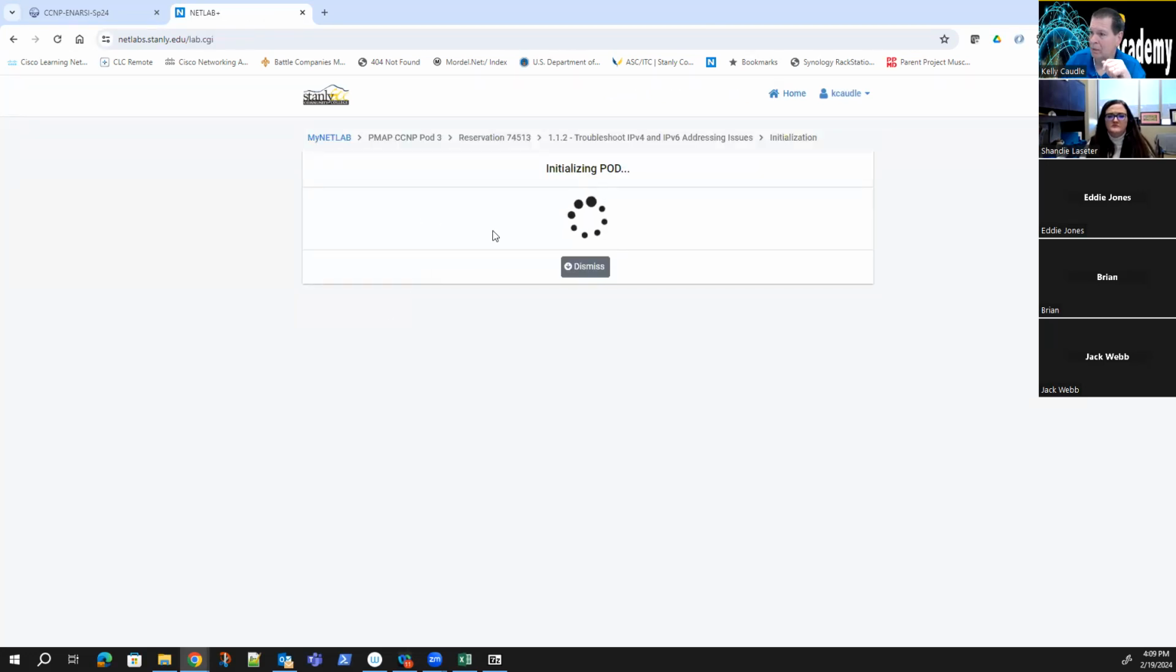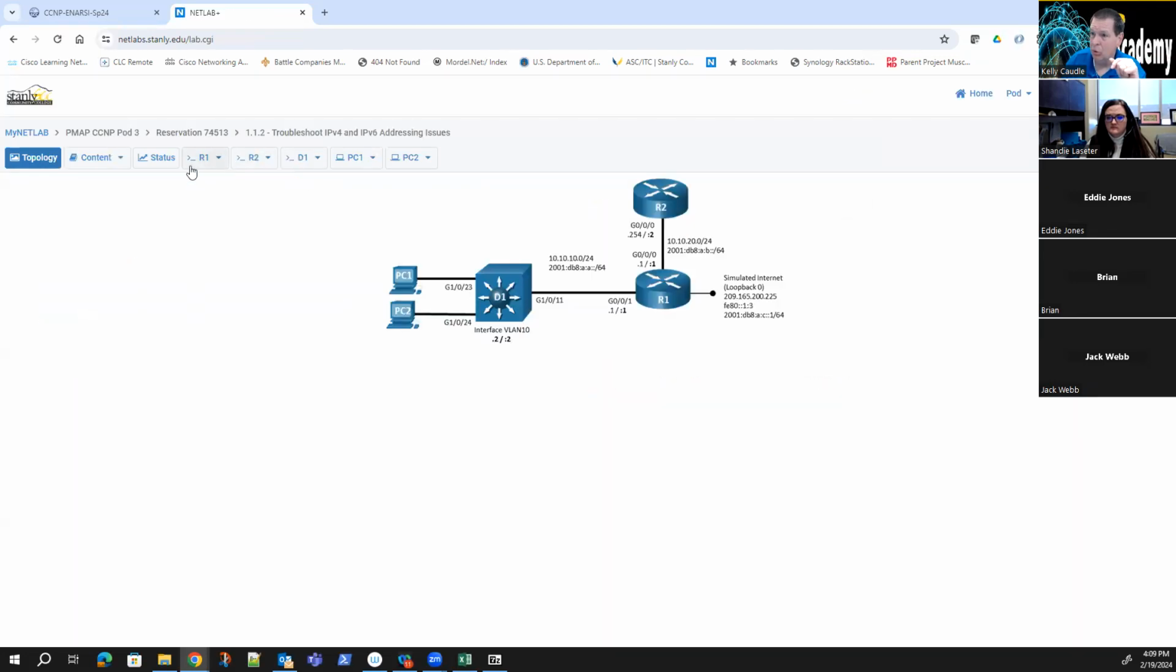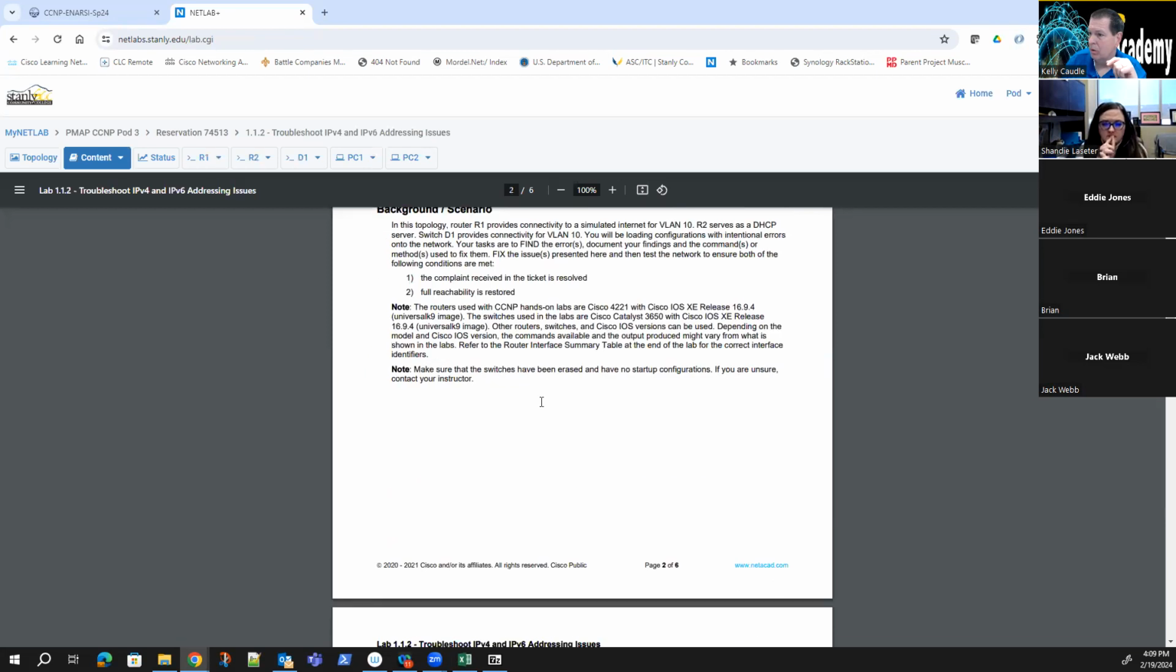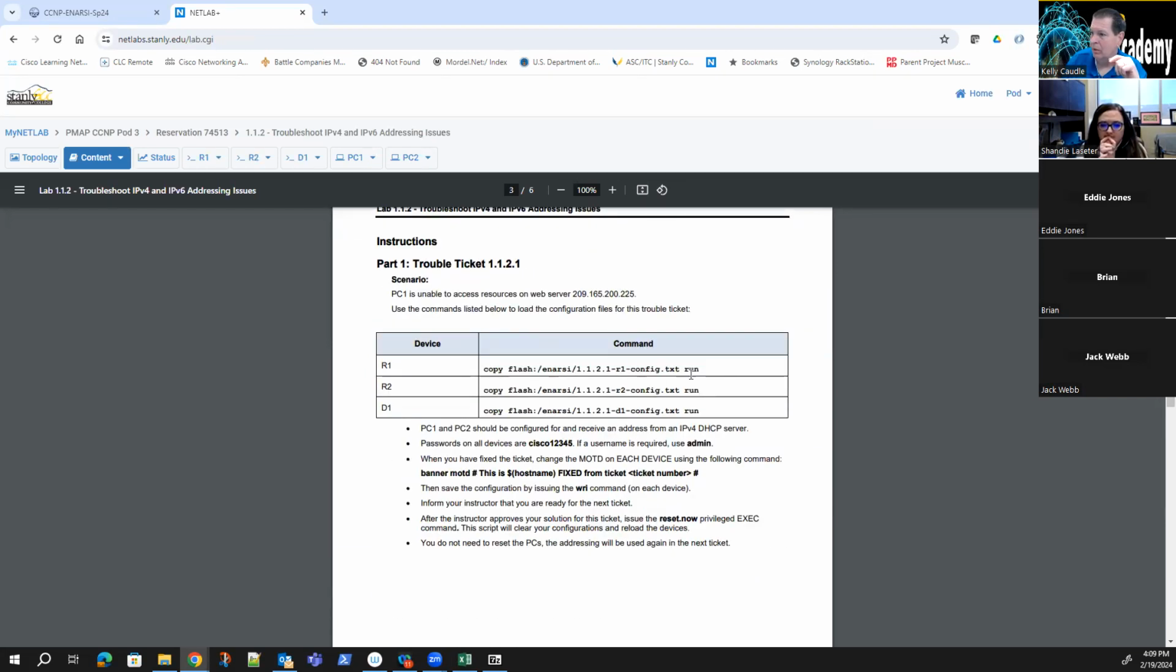But basically, when you go in to do this very first lab, the devices will boot up. They'll be completely clear. There'll be nothing on them. And then you are going to go into the IOS and you're going to copy from Flash the trouble tickets. Okay. So once you do that and get all three of them loaded on each one of these, it's ready for you to start troubleshooting.